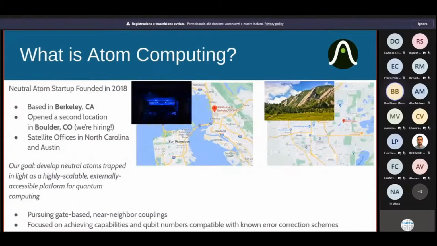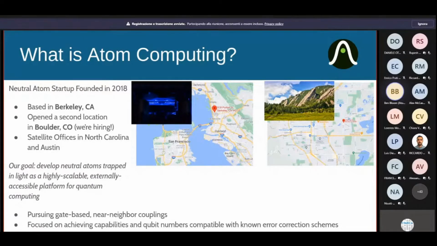So Atom Computing was a startup founded in 2018. We have one location in Berkeley, California, with one system that we're actively using right now. And we were opening a second location in Boulder, Colorado, which is a little bit of a hotbed for neutral atoms. It's where I did my PhD, and there's a lot of professors there at JILA and NIST working on this stuff. And in general, this is going to be a much larger facility with many more machines.